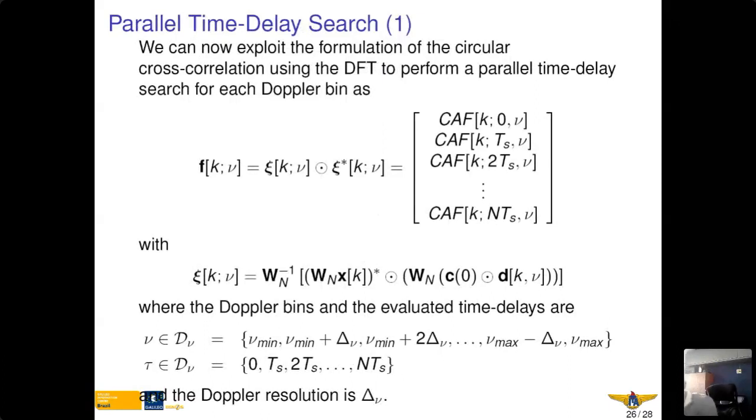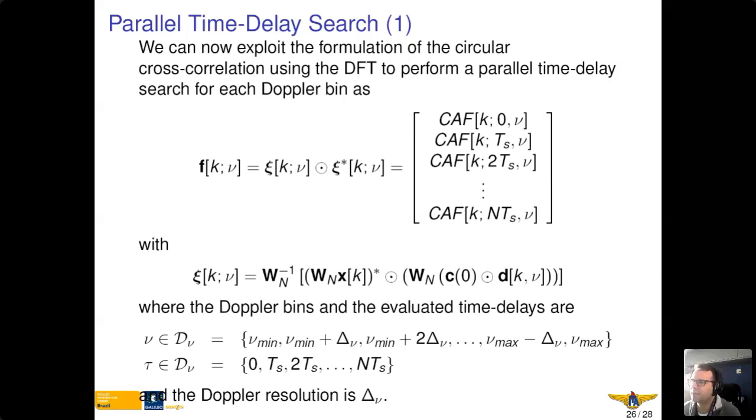We can now exploit the formulation of the circular correlation using the DFT to perform a parallel time delay search for each Doppler bin. So for each Doppler frequency nu, we can perform here the Hadamard-Schur product of the vector Xi and Xi conjugate. This is equivalent to the CAF for a specific Doppler value, as you can see, over the different sampling instances. So the time delay is equivalent to the different sampling instances.